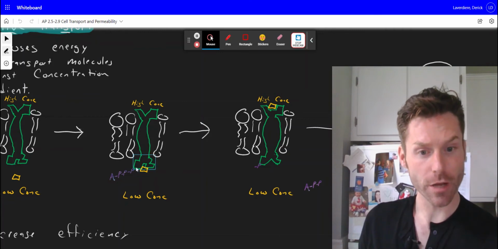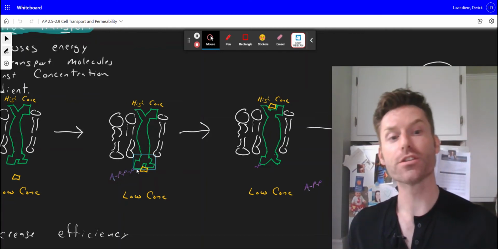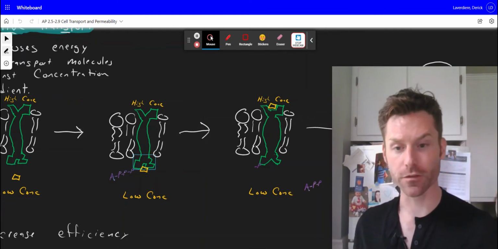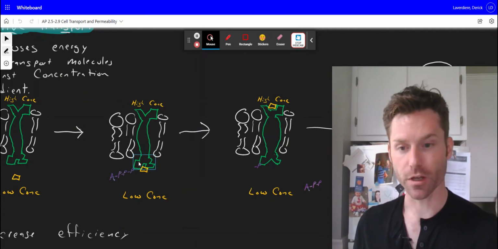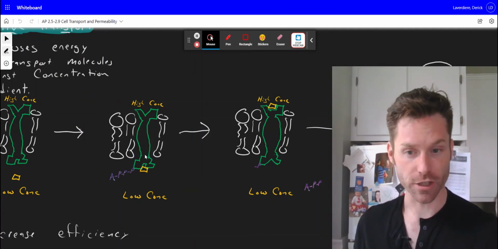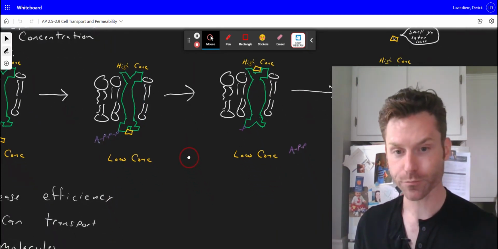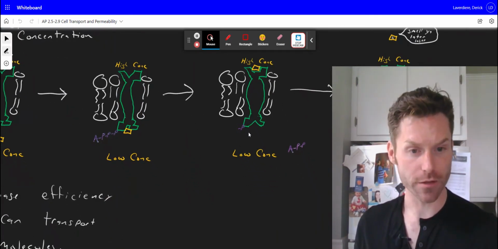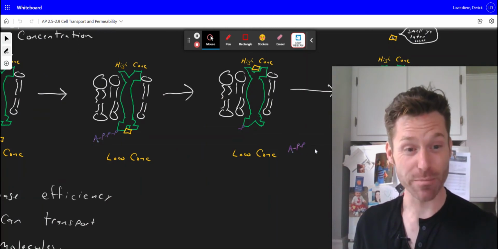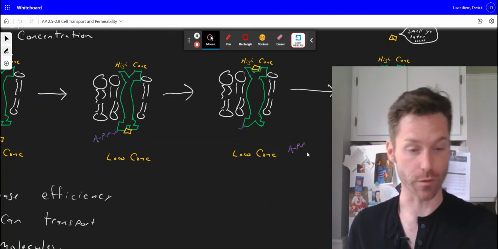That's going to change the shape of that domain, which is going to result in a chain reaction of shape changes. Right? So I change the shape here in the protein. It's going to change the shape here, here, here, and here. And that P gets ripped off. The ADP now, adenosine diphosphate, floats away.